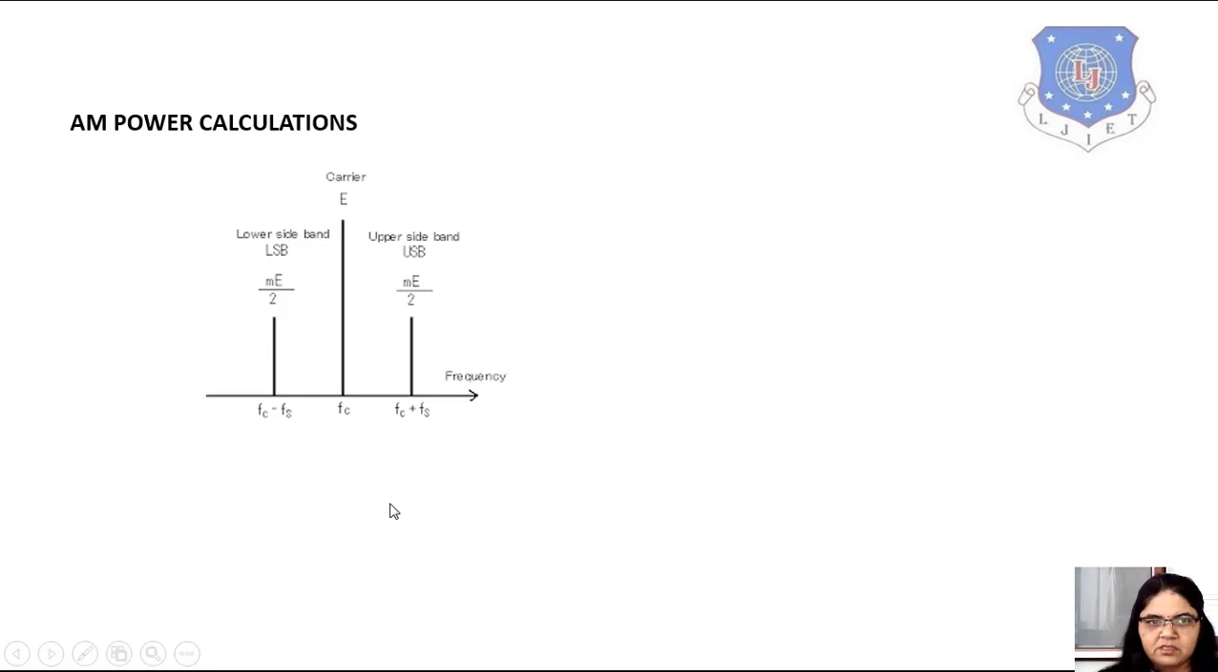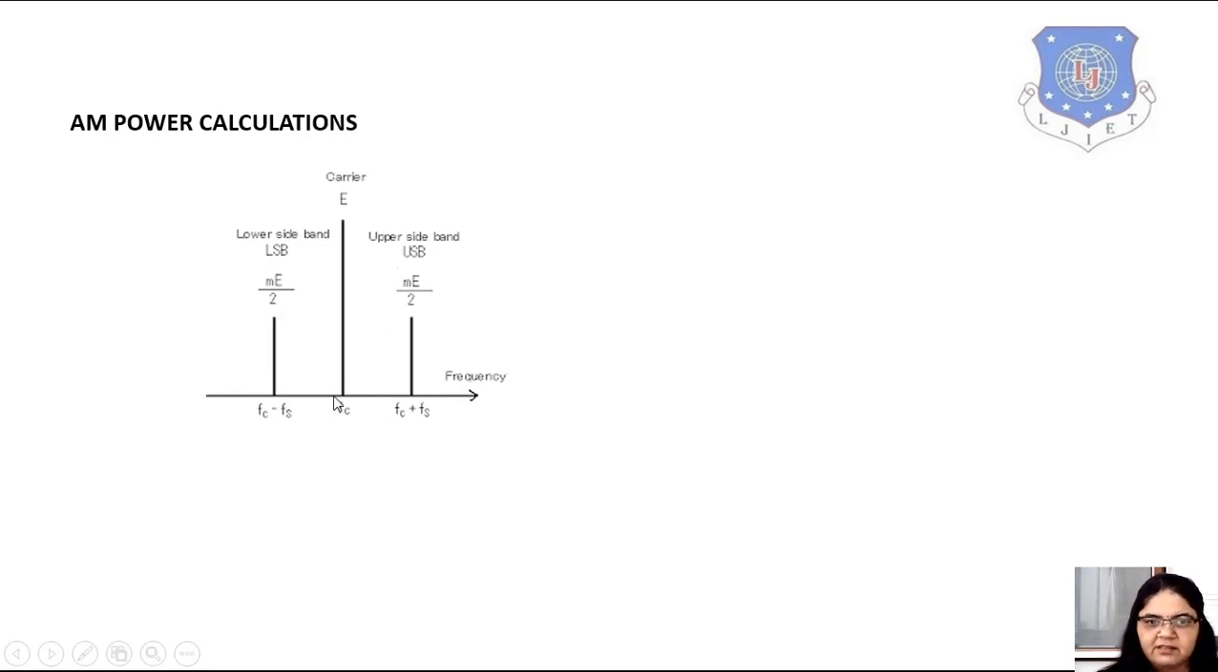Now the next topic is AM power calculations. How much power is required to transmit the AM wave, that we need to calculate over here. To get an idea about the power transmission, first we need to have an idea about the frequency spectrum of the AM wave. The frequency spectrum of the AM wave consists of three things: one is the carrier, and the other two are the sidebands, the lower sideband and the upper sideband.